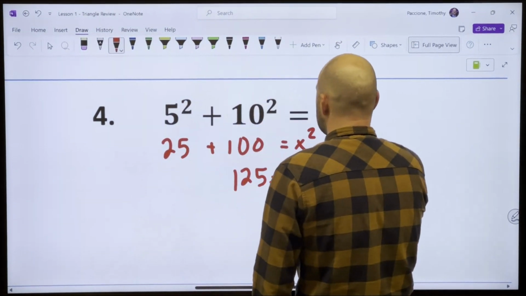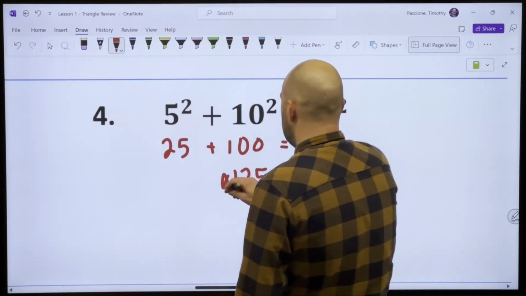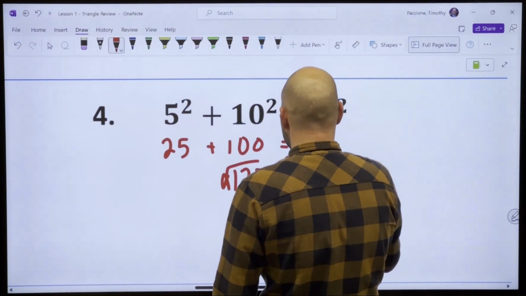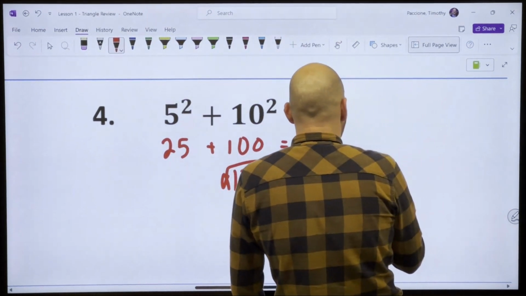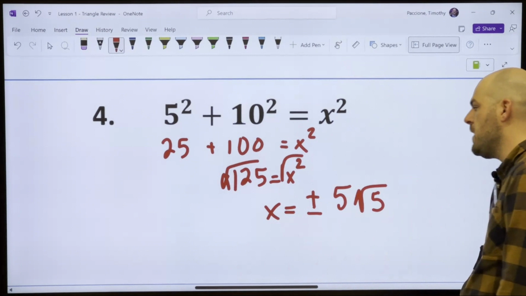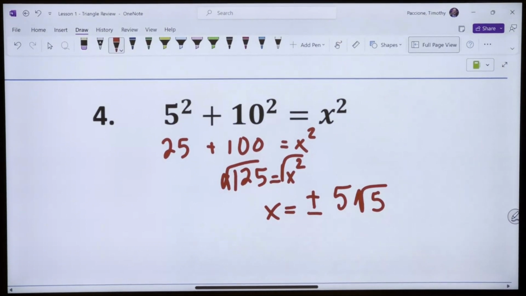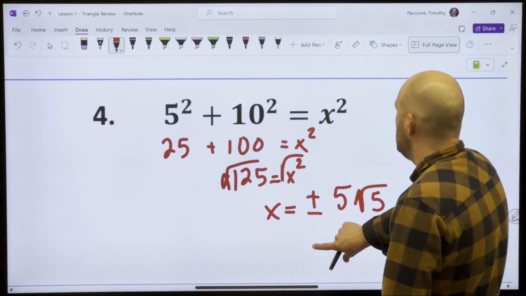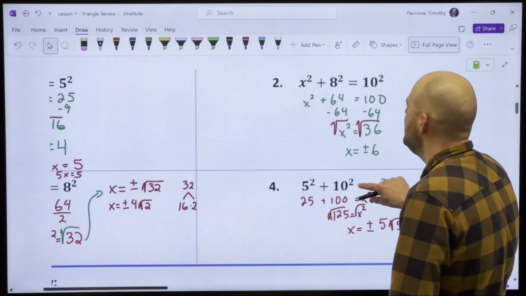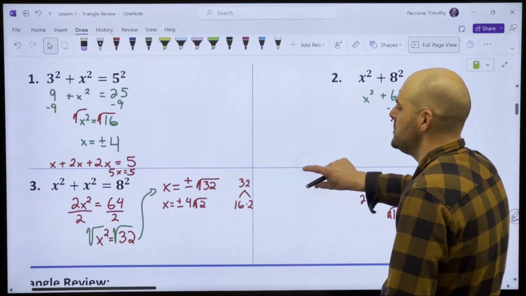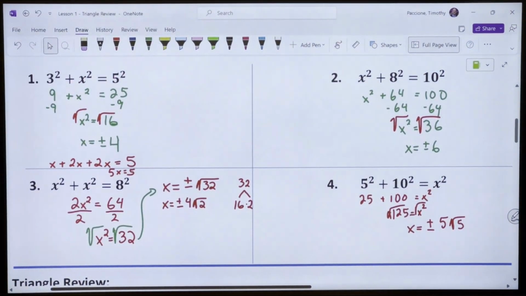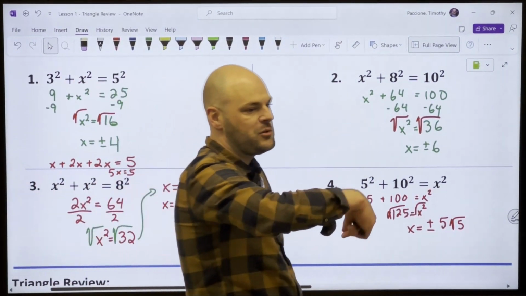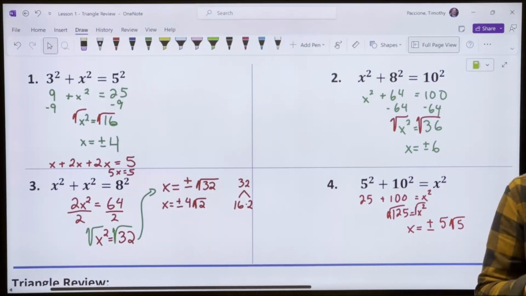125 equals x squared. Square root, x equals plus or minus 5 radical 5. Yep, the square root of 125 breaks down to that. Okay? Now, what does this remind you of from geometry? The Pythagorean Theorem, right? You're going to need to do this kind of algebra when you're solving triangles. Something squared plus something squared equals something squared. If that doesn't sound familiar, we're getting there.